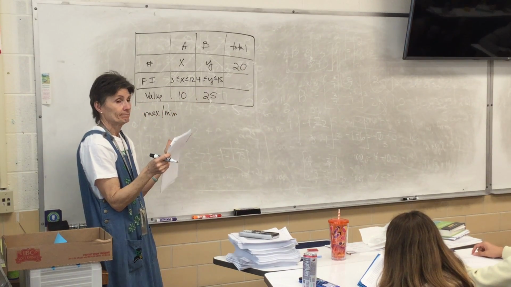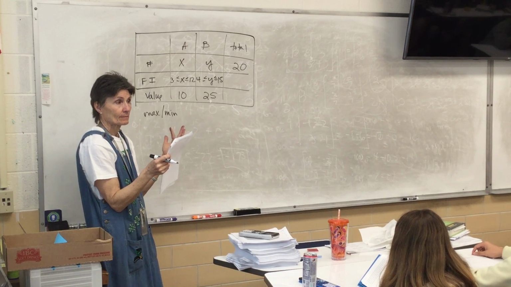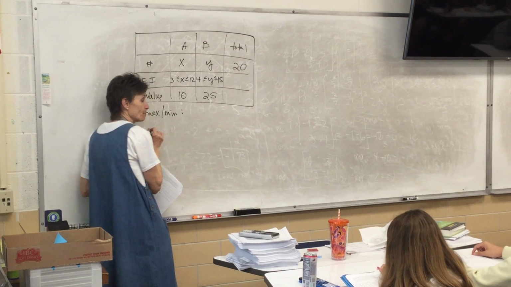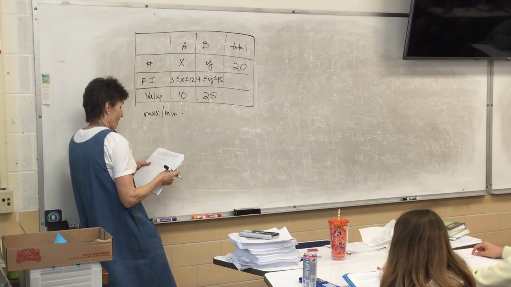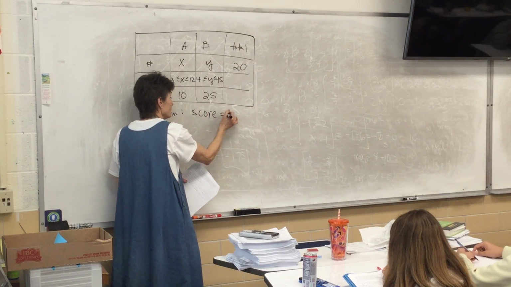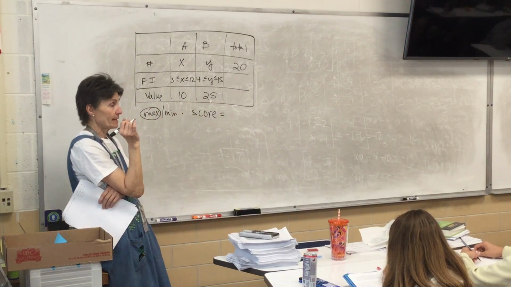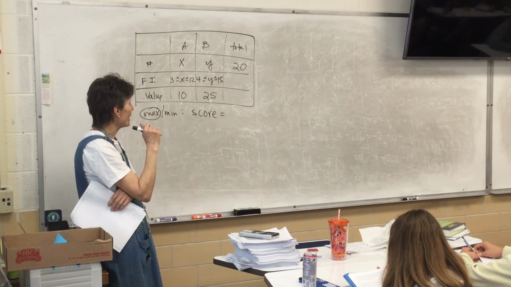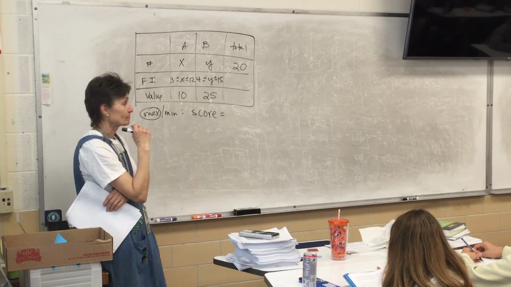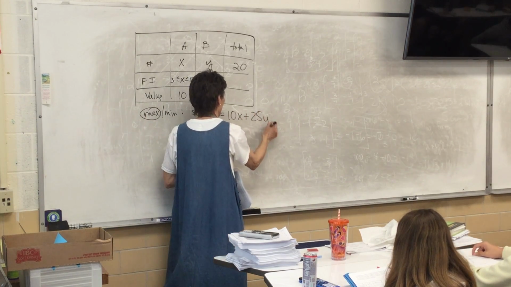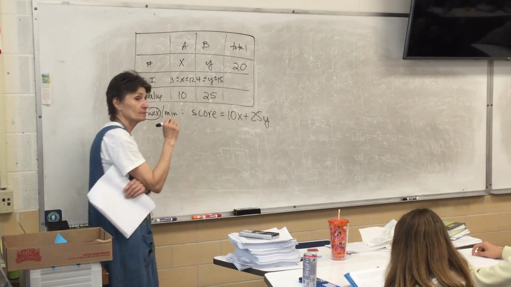And that's it. So are we maxing or minning this time? We want to maximize, and we want to maximize our score. And how will we calculate it? In a minute, we're going to find some points, so we're going to plug them in. How will we calculate our score? 10x plus 25y. That's exactly right.